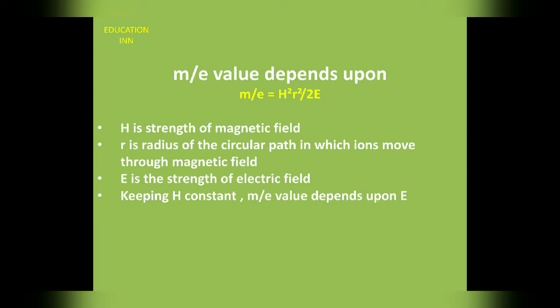So we can say that keeping the value of H constant, changing the value of E changes the m over e value of ions. So in this way, the m over e value can also be controlled. This is how we discussed how a mass spectrometer works.